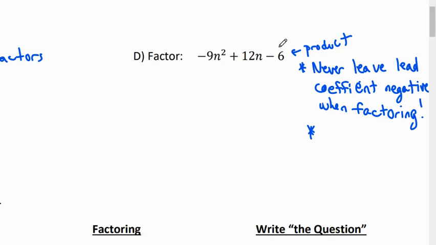3. Good. But instead of factoring out just 3, because our leading coefficient is negative, we're going to actually factor out negative 3. So don't just factor out 3.